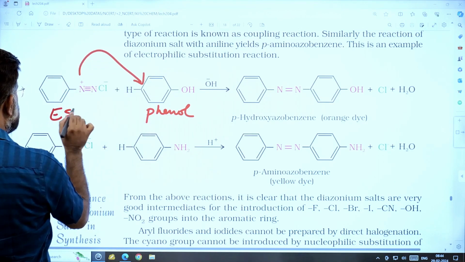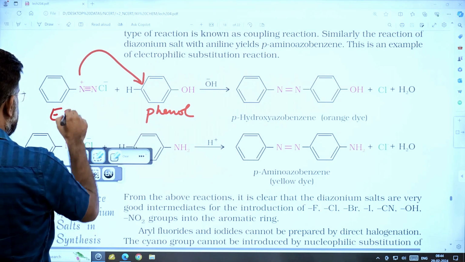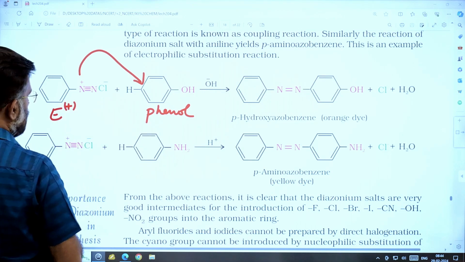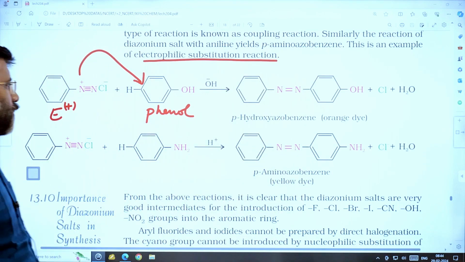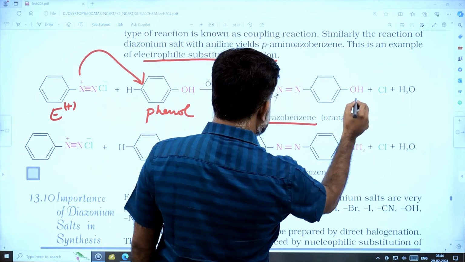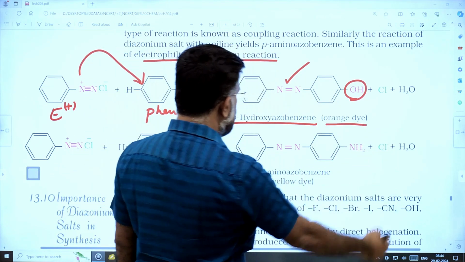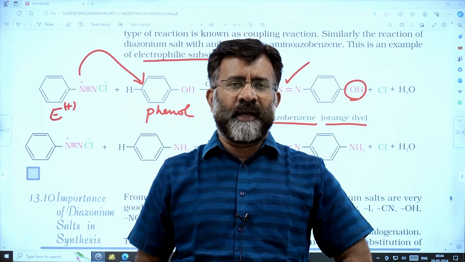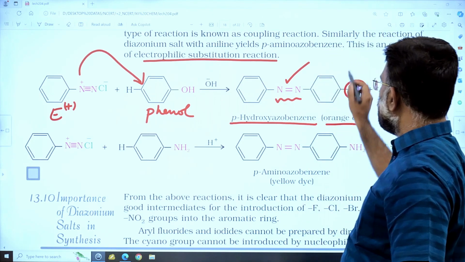This acts as the electrophile, and it is an electrophilic aromatic substitution reaction. You get an azo coupled product, para-hydroxyazobenzene, an orange colored dye, and such compounds are called azo dyes. This is the color causing group called chromophore.